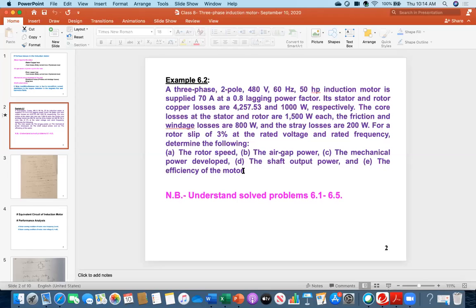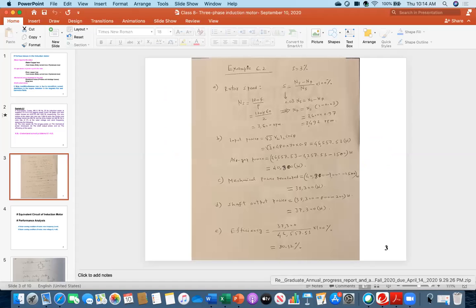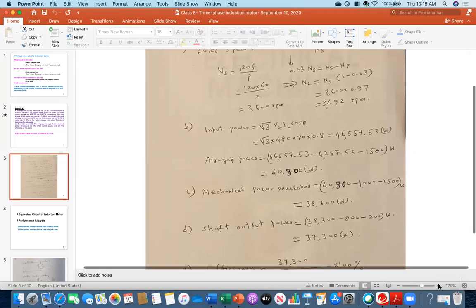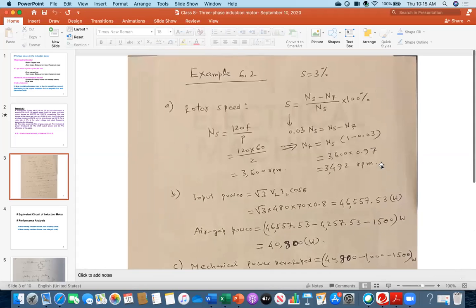And finally, the efficiency of the motor. So this is the problem. These are the 5 questions, and now let's see how we are solving. Let me make it much bigger. Okay, so everybody see, the first question was to find out the rotor speed.